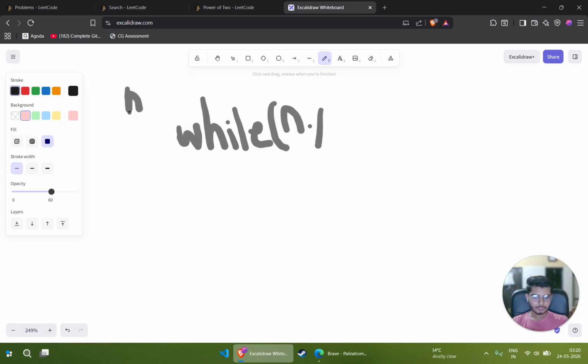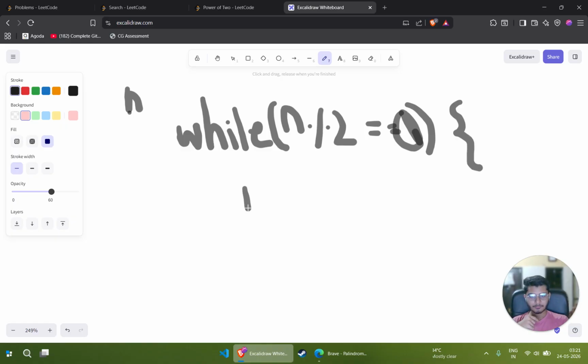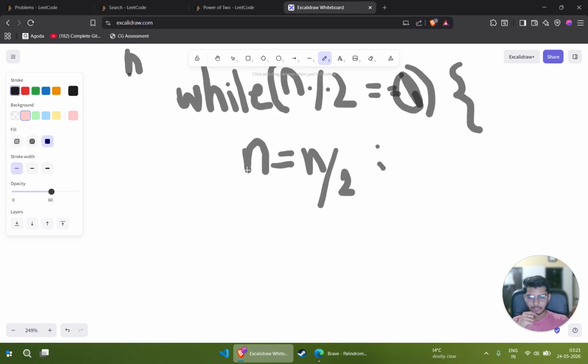We'll divide by 2 and check if its remainder is equal to 0 or not. If its remainder is equal to 0, we'll proceed forward and divide it by 2. I think you're getting my point.